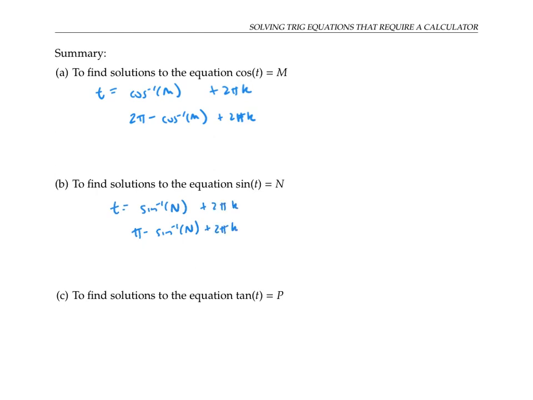To find all solutions to tangent t equals p, we can take t equal tan inverse of p and tan inverse of p plus pi and add multiples of 2 pi, or we can just take tan inverse of p and add multiples of pi.